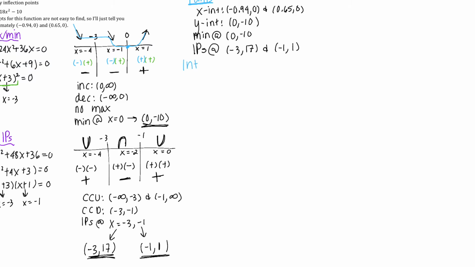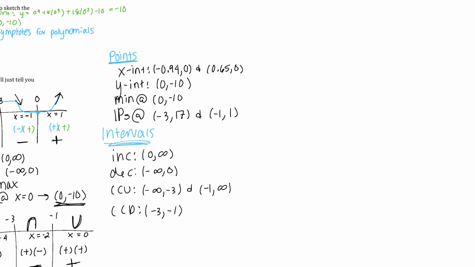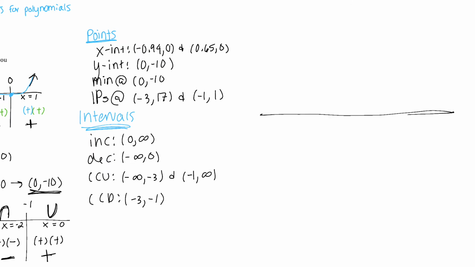For the intervals, we are increasing from 0 to infinity. We are decreasing, and I'm just rewriting this essentially, from negative infinity to 0. We are concave up from negative infinity to negative 3, and from negative 1 to infinity. We are concave down from negative 3 to negative 1. And now that is all of the information we need to draw our graph.